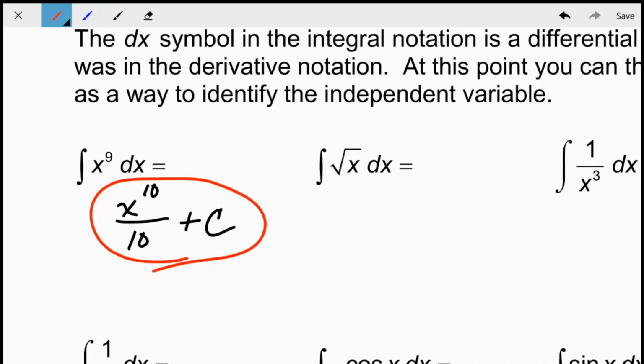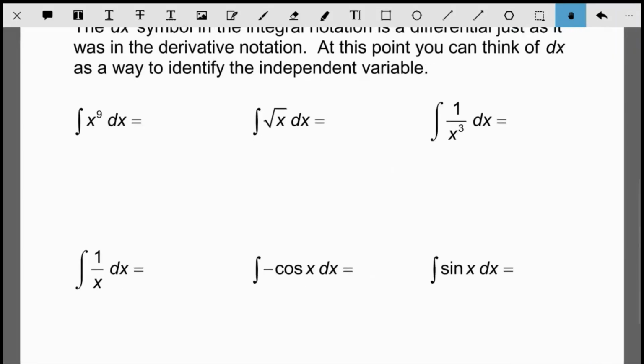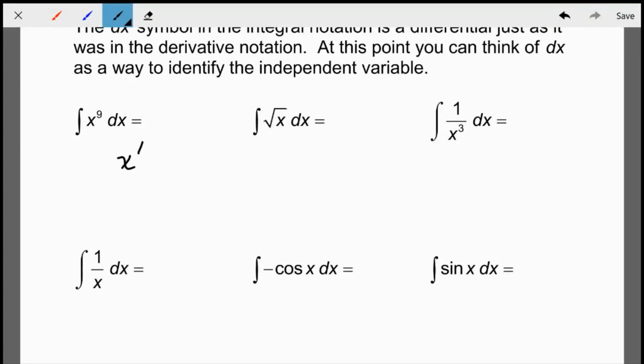Okay, so I've got a few here for you to try. And what I want you to do is just take a minute, work through these. None of these are difficult, but work through these. And I want you to pause the video, take 2 or 3 minutes, work through these. And then when you unpause it, I will show you the solutions to these problems.